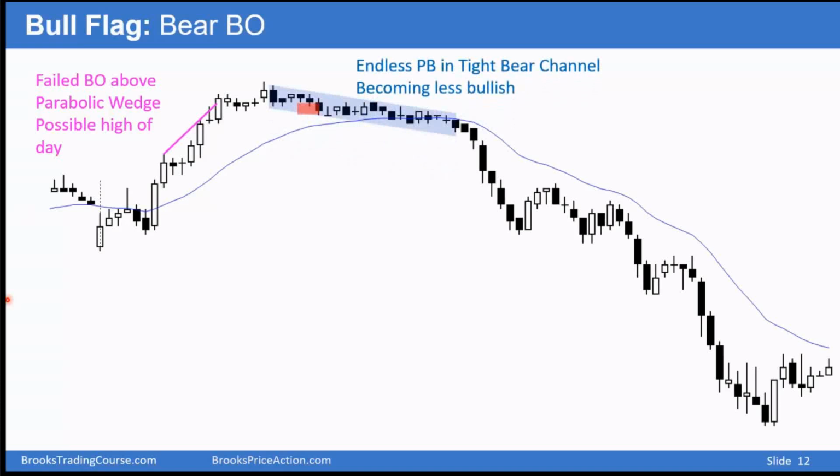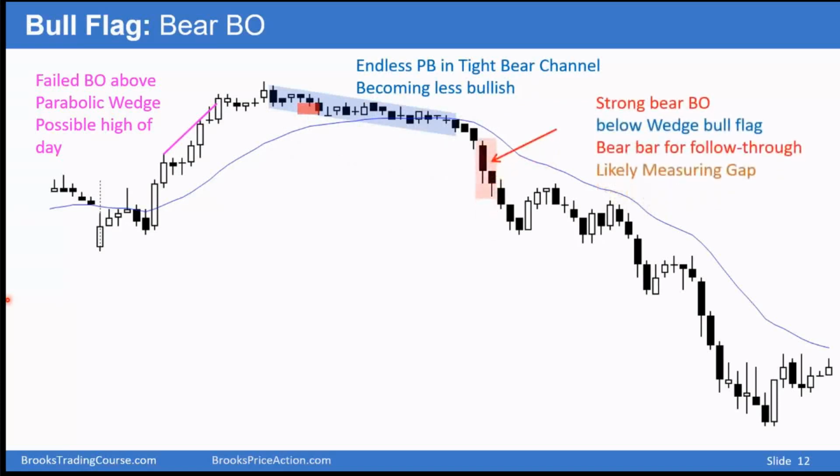Endless pullback, becoming less bullish, more bearish. And then you get a bear breakout. It's a surprise. You do not expect a bear breakout below a bull flag, and therefore you'd expect follow-through selling. Whenever there's a surprise, you've got to expect at least a second leg down, and usually some kind of a measured move.